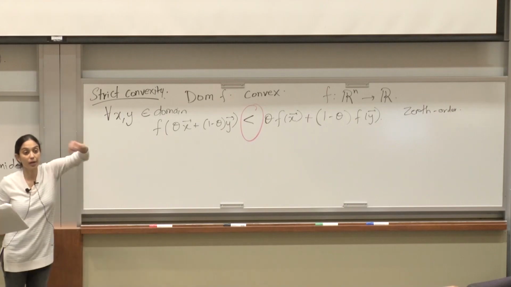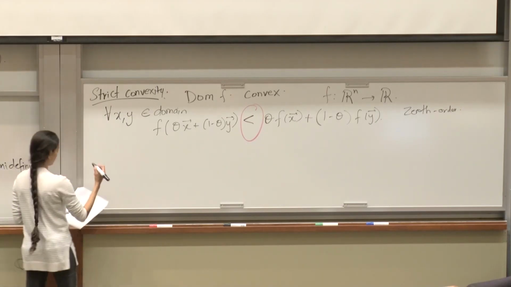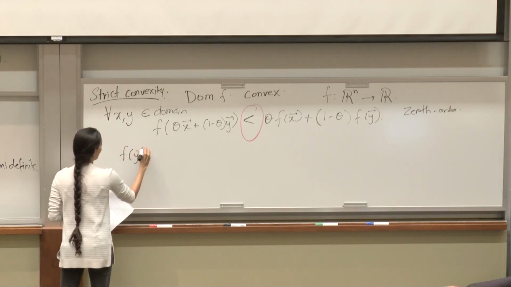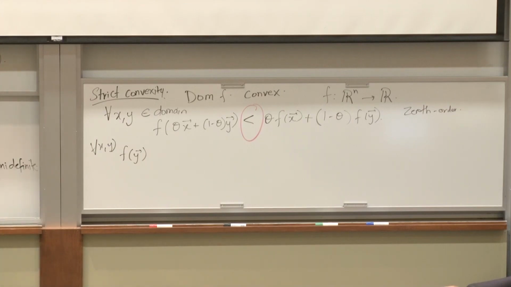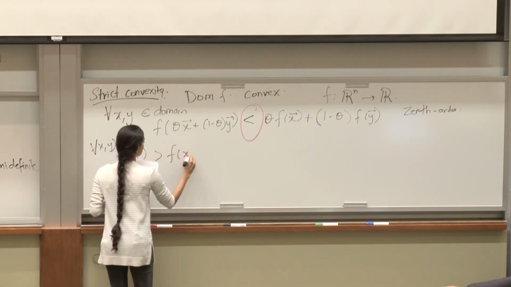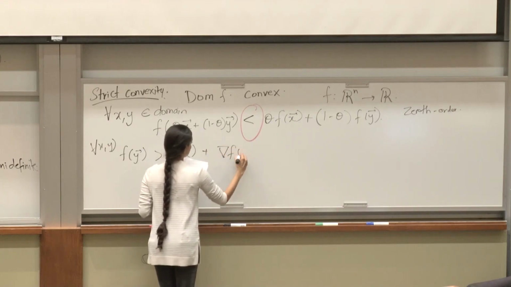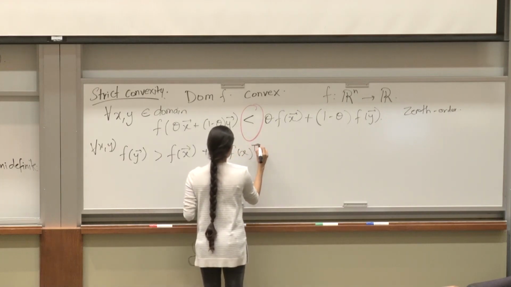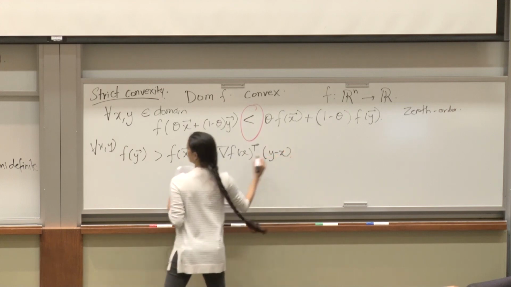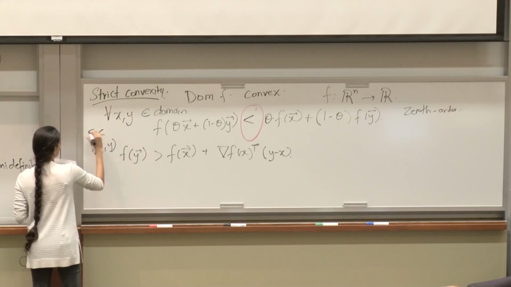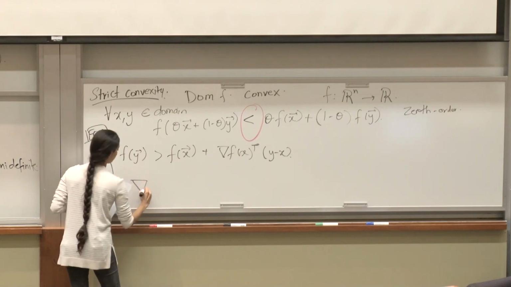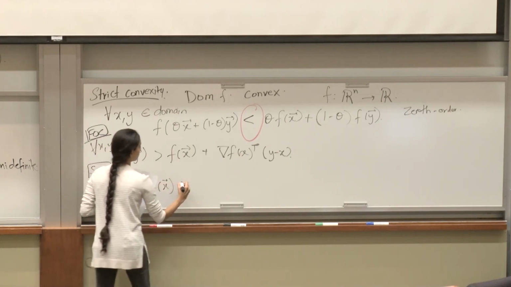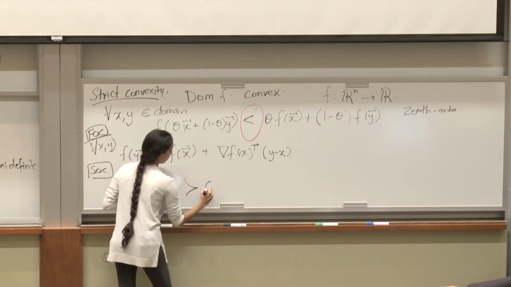Similarly, for a differentiable function, I could write a first order condition, which would be that f of y, for every x comma y, it's the same thing, except what am I going to want here? A strict inequality, right? This is the first order condition. And the second order condition, similarly, is that you want your Hessian to be positive definite.